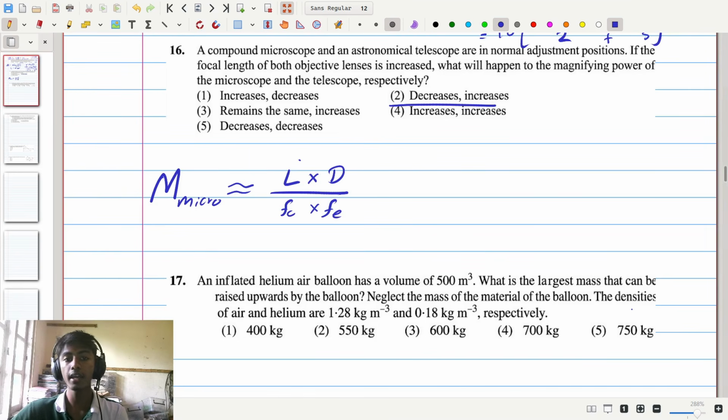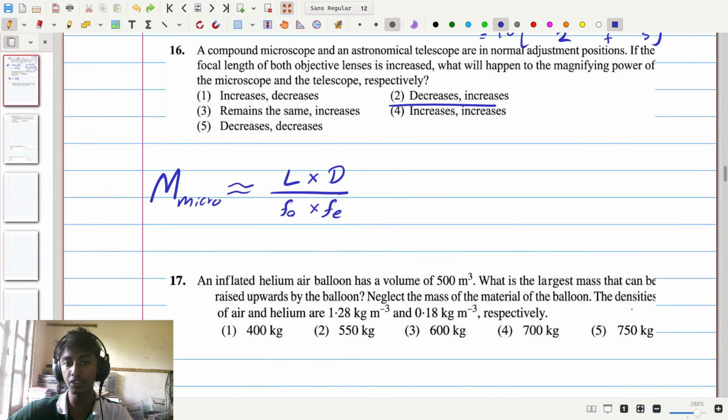Now here, L is equal to the distance between the two lenses, D is the near point, which is about 25 centimeters, FO is the focal length of the objective, and FE is the focal length of the eyepiece. Now here we can see when FO is increased, since it is in the denominator, M will decrease, and therefore for the microscope, the magnifying power will decrease. So the answer could be this or this.